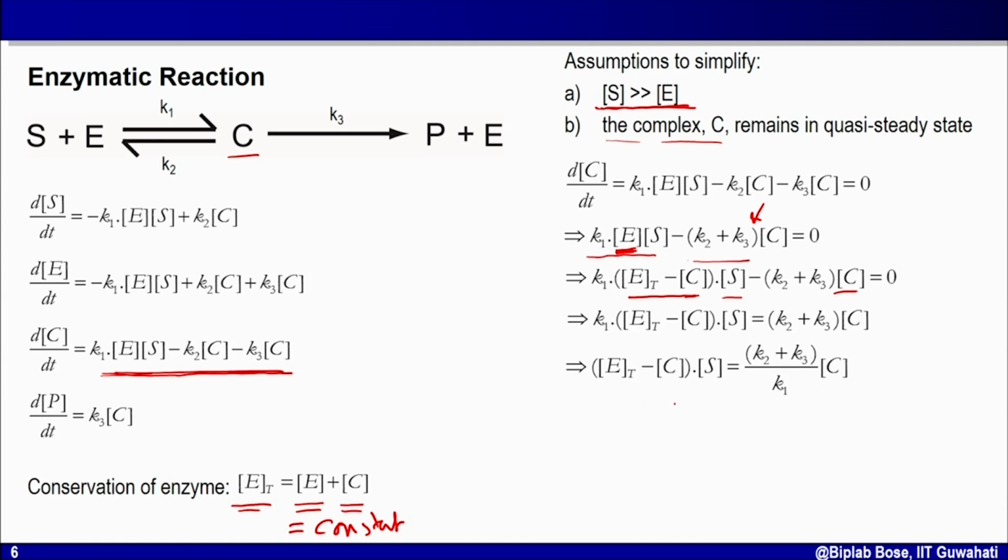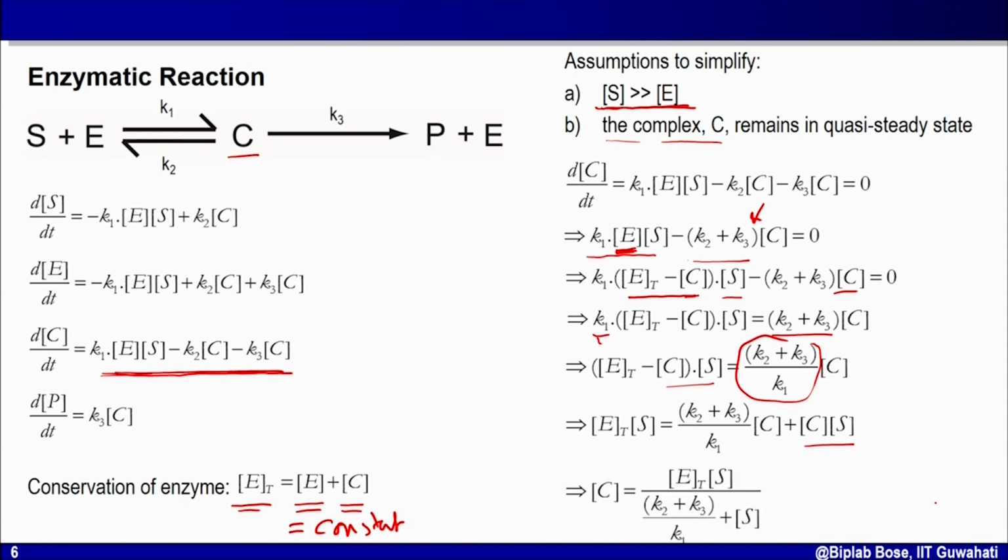Then I can rewrite this whole thing like this, taking the K1 on the other side here. So I get (K2 plus K3) divided by K1. So this whole thing is a constant. These are all a combination of 3 constants. Then I can write, multiply S inside this bracket. So I get ET into S minus C into S. I take C into S on the other side, on the right hand side. So I get ET into S equal to (K2 plus K3) by K1 into C plus C into S.